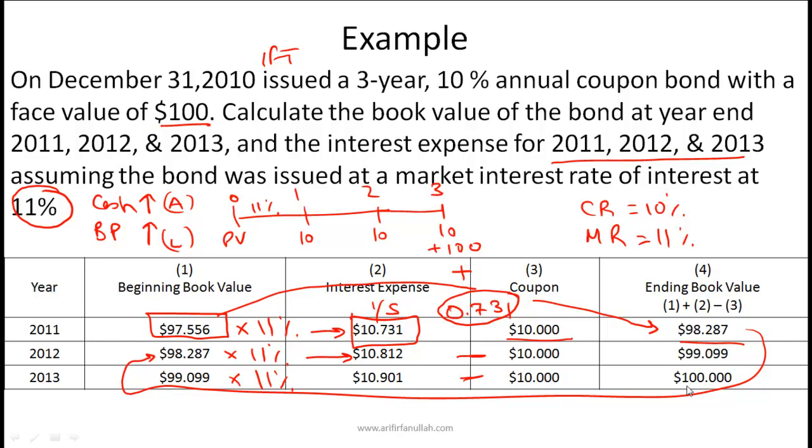So notice that at the end of year 3 our bond value, or the liability due, has worked its way up to 100, which is the amount that is due at the end of year 3 anyway. So through this method, which is referred to as the effective interest rate method, we have amortized the bond liability from 97.556 all the way up to 100.000. So this is an important example.